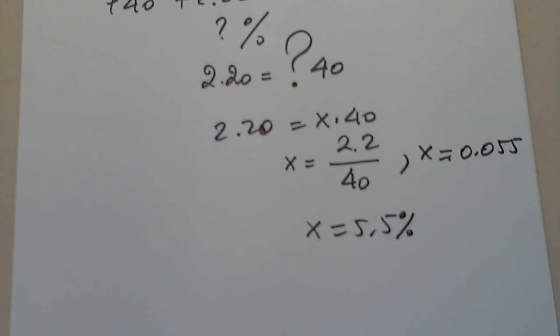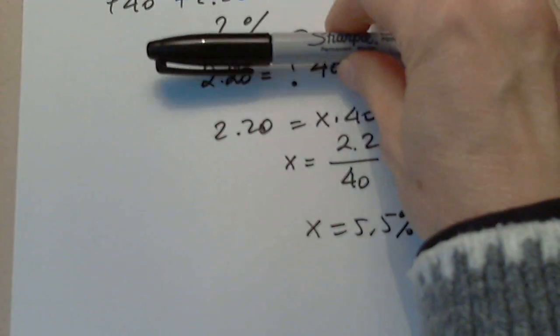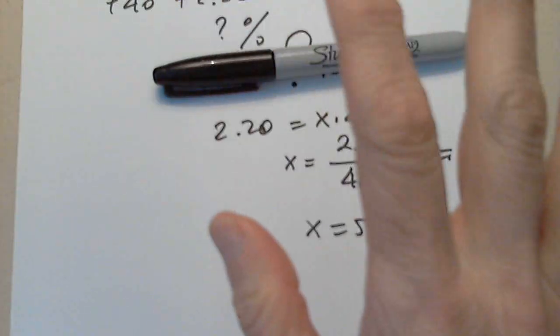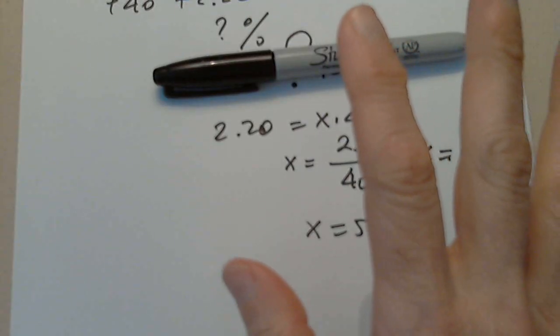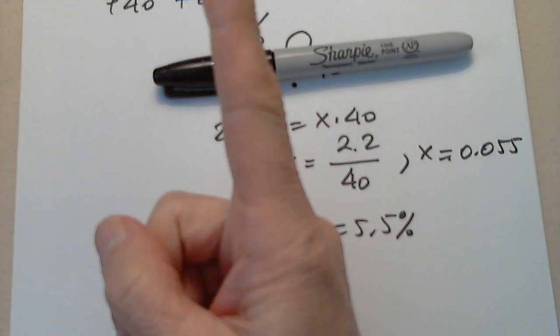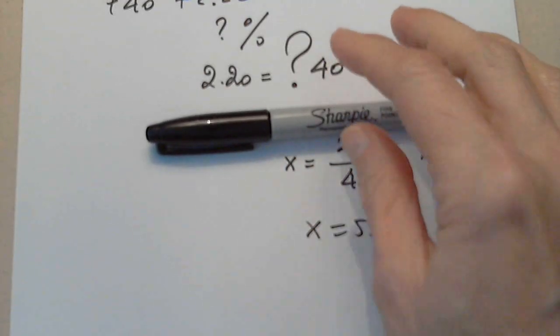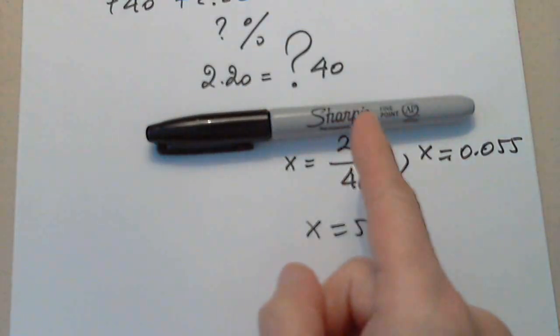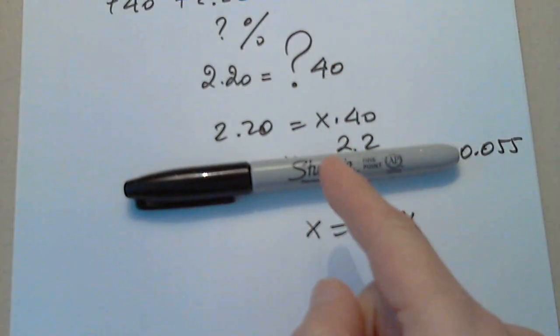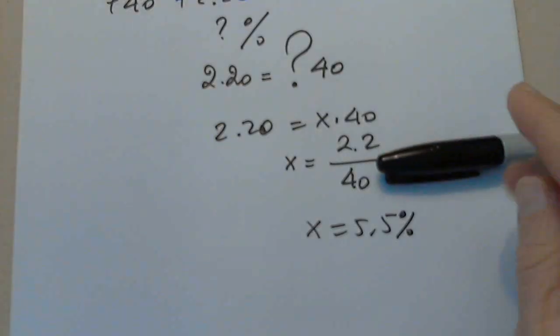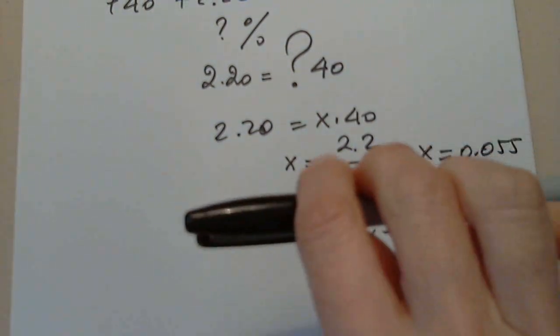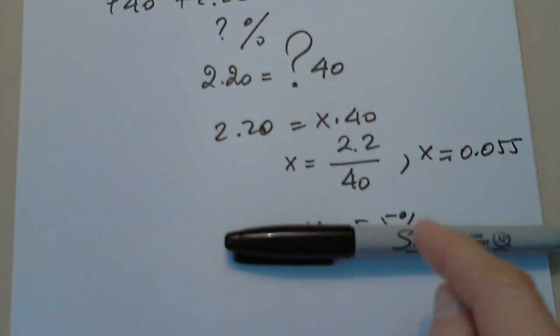Again, I cannot stress enough. This is an equation. I know I sound like a broken record. Please understand this. This is an equation. It has one left-hand side, one equal symbol, one right-hand side. The next one, one equal symbol, one left, one right.